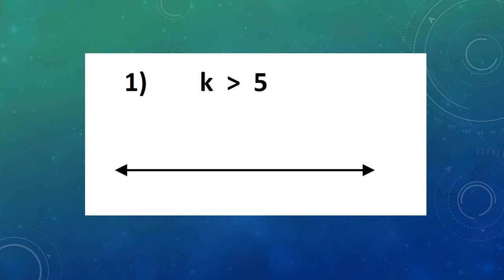We have k is greater than 5, and we need to go ahead and graph this inequality. Let's graph 5 right here in the middle. We'll go 6 and 7, and then 4 and 3. So the first step is drawing out our number line. Now we're going to add in our circle. We're going to have an open circle on 5 since we have greater than.